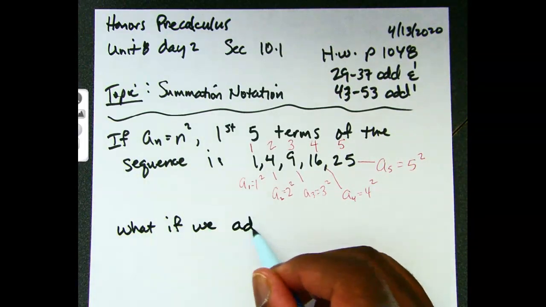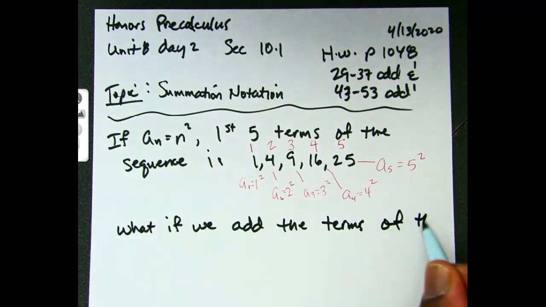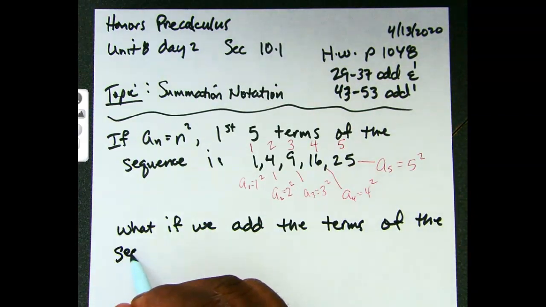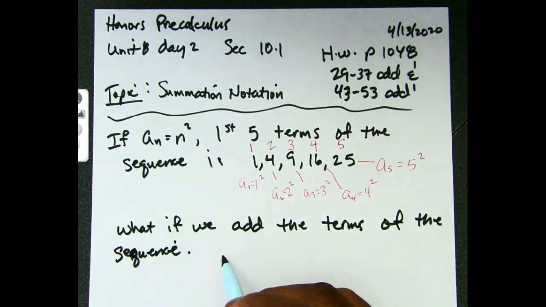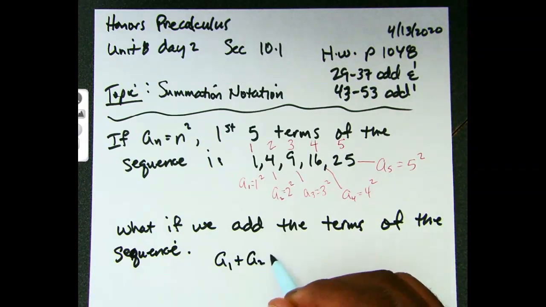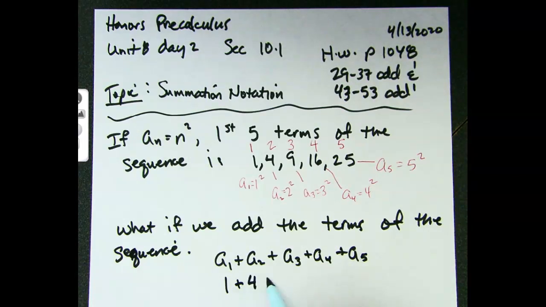So what if we add the terms of the sequence? In other words, we have a sub 1 plus a sub 2 plus a sub 3 plus a sub 4 plus a sub 5. So in this case, we'd have 1 plus 4 plus 9 plus 16 plus 25.